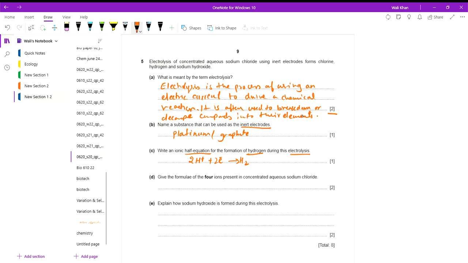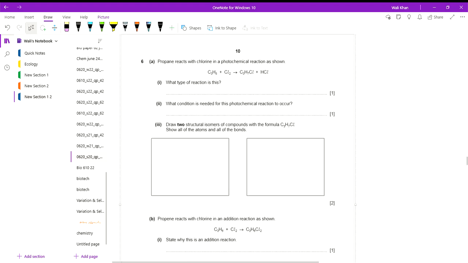Give the formula of the 4 ions present in concentrated aqueous sodium chloride. So, hydrogen and... Explain how sodium hydroxide is formed during the electrolysis. Write it down. 2 marks का है. So आपने बड़ा अच्छा सा आंसर इसका लिखना है.